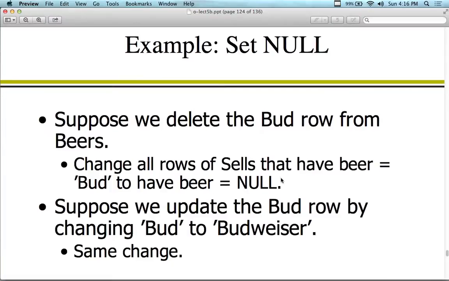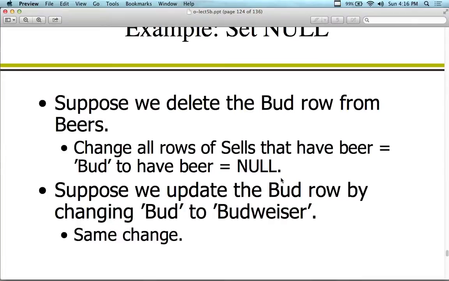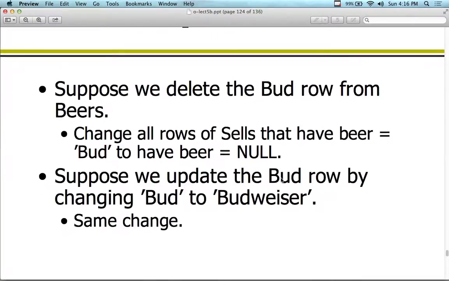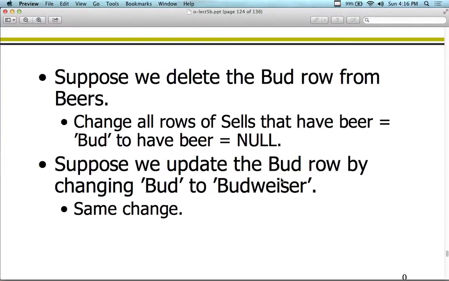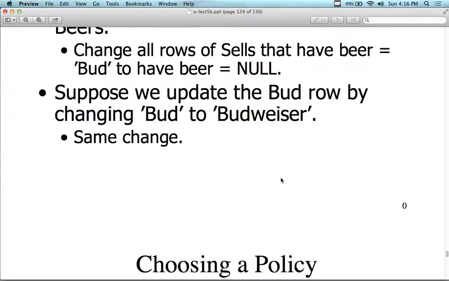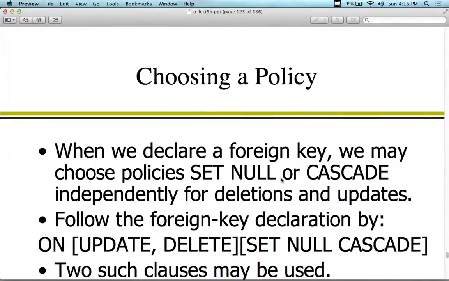Let's set to null. Suppose we delete the bud row from beers. We can change all of the rows in cells that have beers equal to bud to have it equal to null automatically. So this is basically behavior that we can program into the table so that when something of this happens, automatically the tables deal with it certain ways. And we can put it table by table. It doesn't have to be all tables that are associated. So suppose we update the bud row by changing bud to Budweiser. The same change can actually occur. So to choose a policy, we simply state it after we create the table.